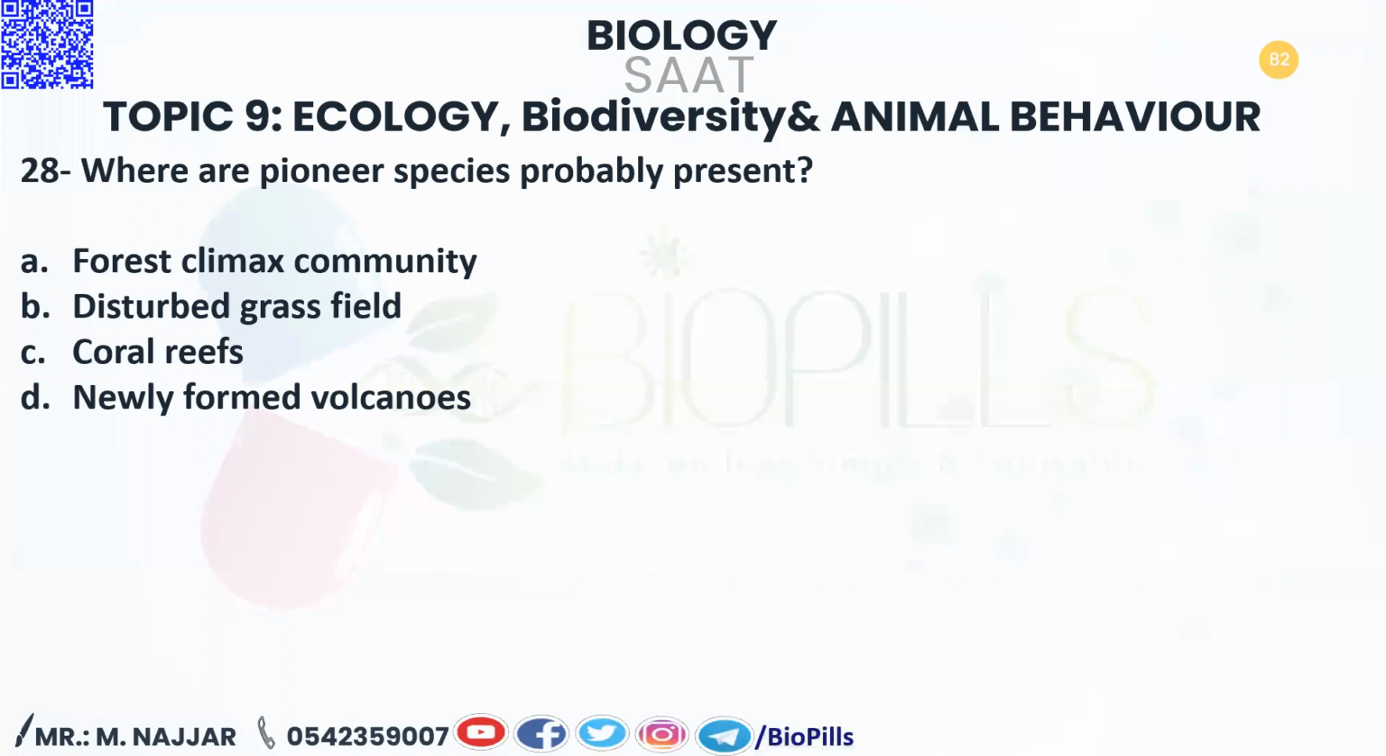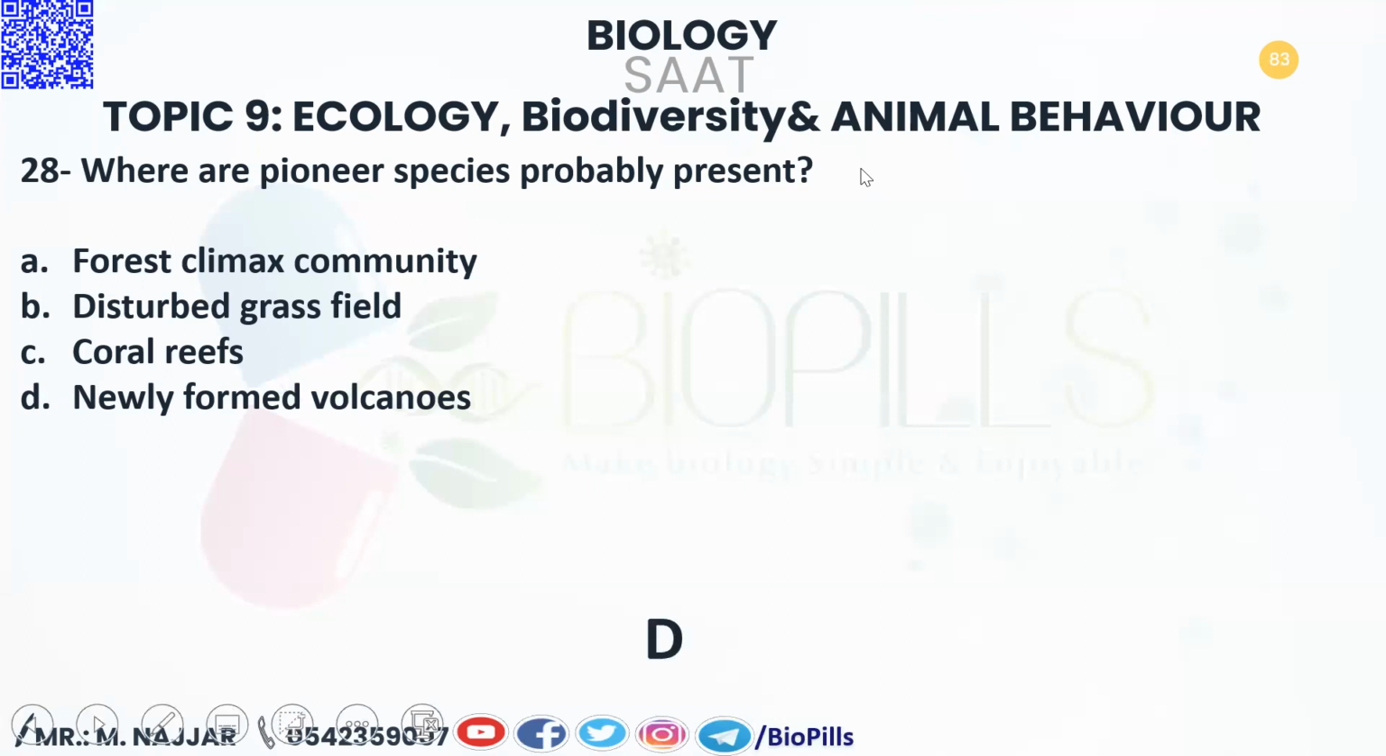Question number 28. Where are pioneer species probably present? He didn't say pioneer species, he didn't say primary succession, but he brought you examples of it. A, forest climax community, B, disrupted grass field, C, coral reefs, D, newly formed volcanoes. Yes, of course, it is newly formed volcanoes, because it is a place that was not inhabited before, the volcano vanished everything. So the correct answer is D.